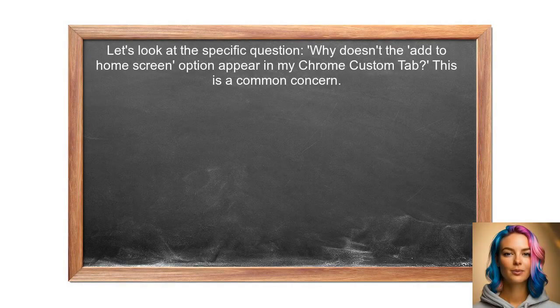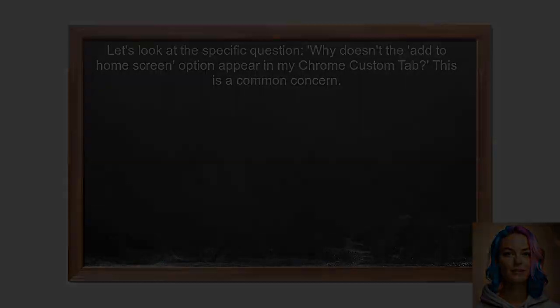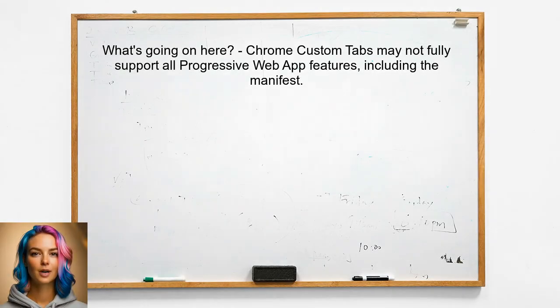Let's look at the specific question at hand. One user asked, why doesn't the Add to Home Screen option appear in my Chrome custom tab? This is a common concern, and it raises an important point about progressive web apps and their compatibility. So, what's going on here?